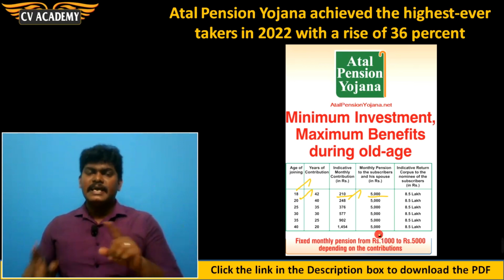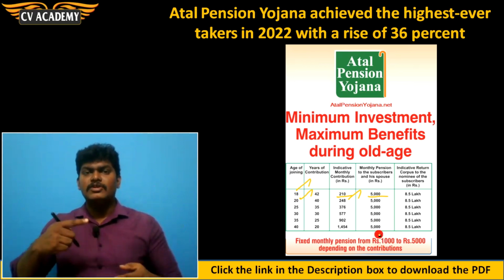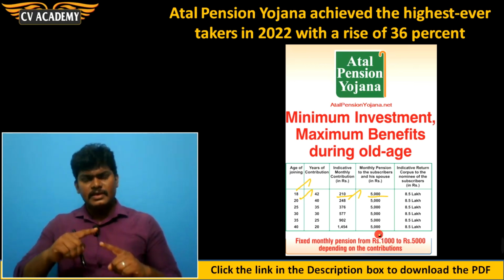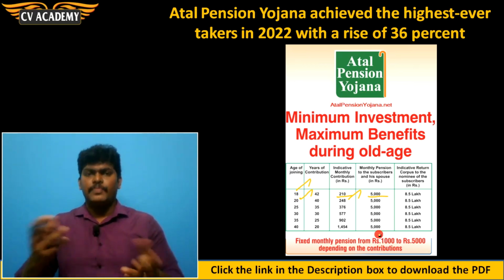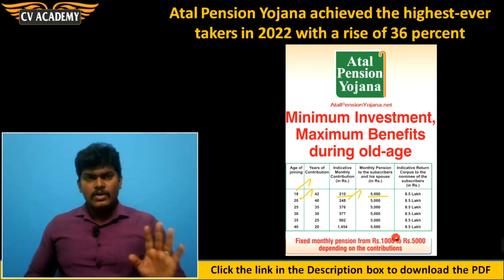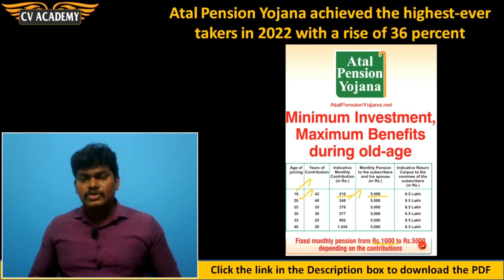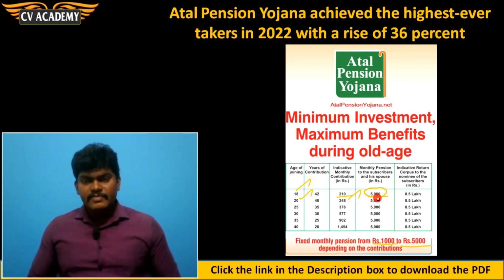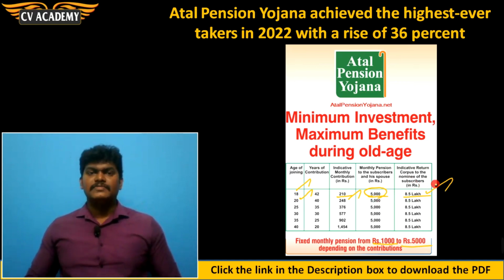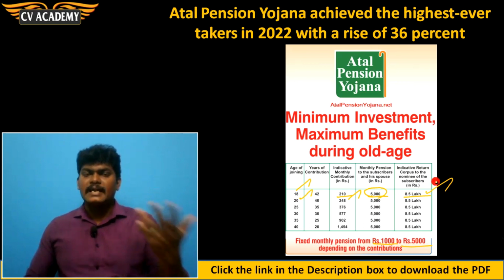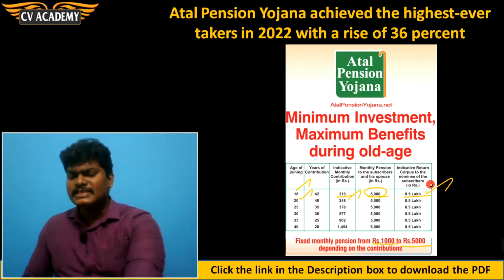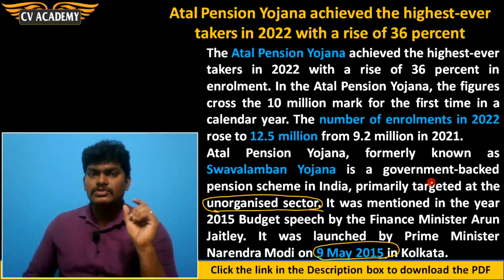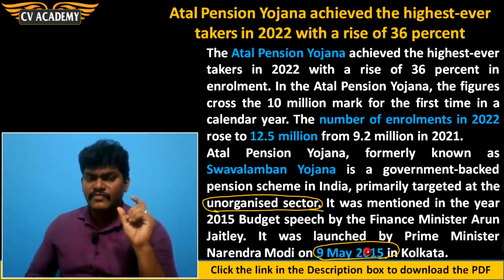It depends on the contribution you make. The monthly contribution varies, so if you contribute more monthly, you will get more pension, right? Approximately between 1,000 rupees and 5,000 rupees, you will get as monthly pension. If the person dies, the nominee will get the overall amount, up to 8.5 lakh rupees. So this Atal Pension Yojana scheme was announced by our Prime Minister in 2015.